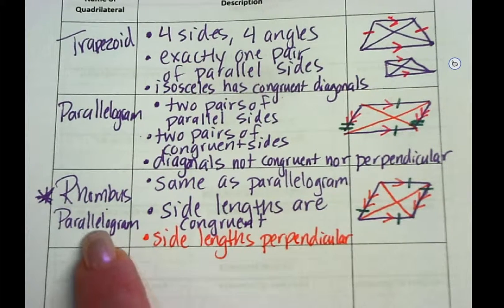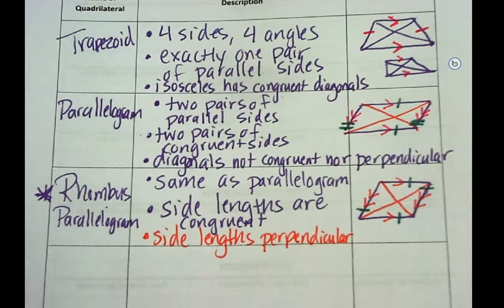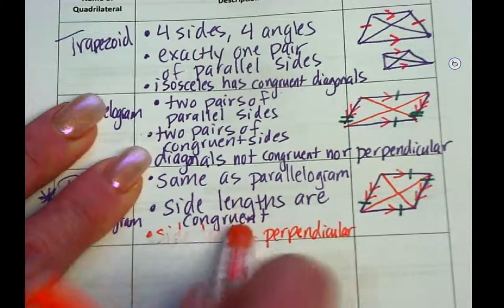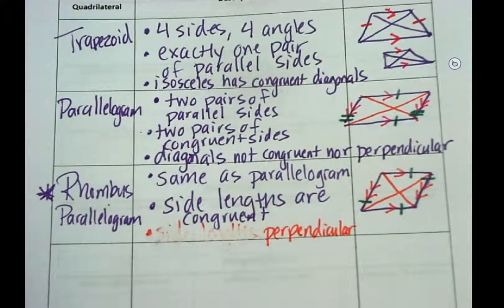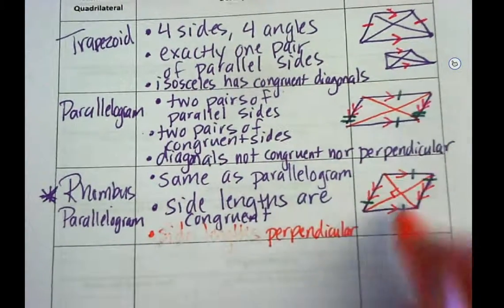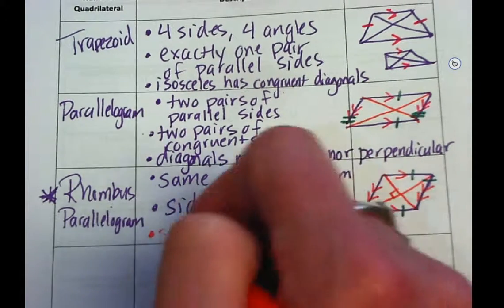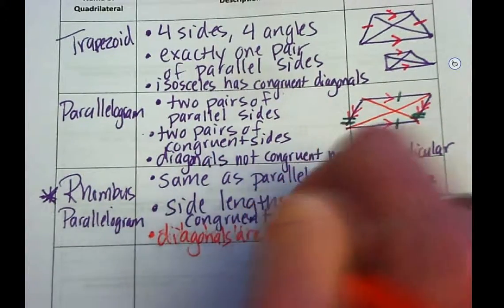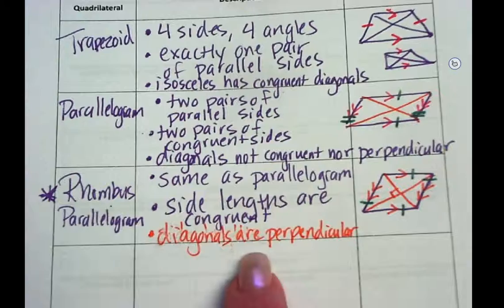So the way it's different from a parallelogram, side lengths are congruent and side lengths, oh, sorry, that's not side lengths. What should it be instead of side lengths? What's the word that I should have written? What are those orange lines called? Diagonals. They're perpendicular. Okay? And notice that that's different from the parallelogram.